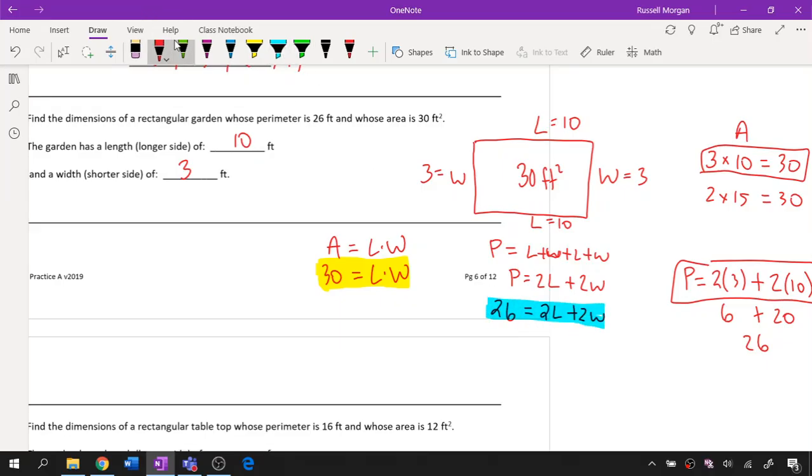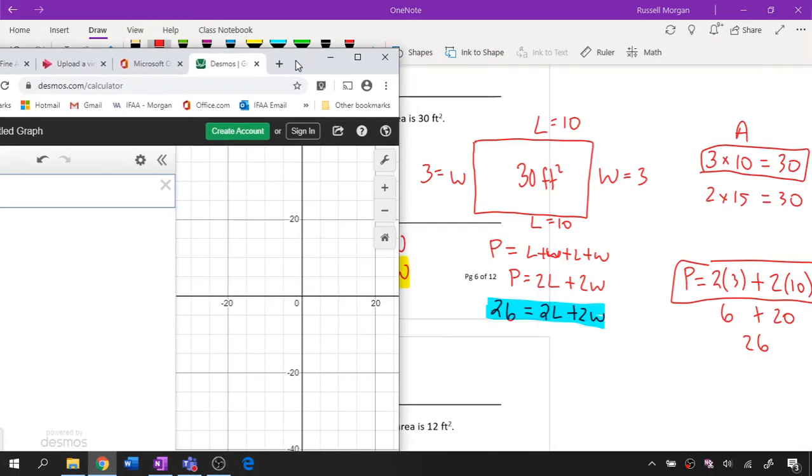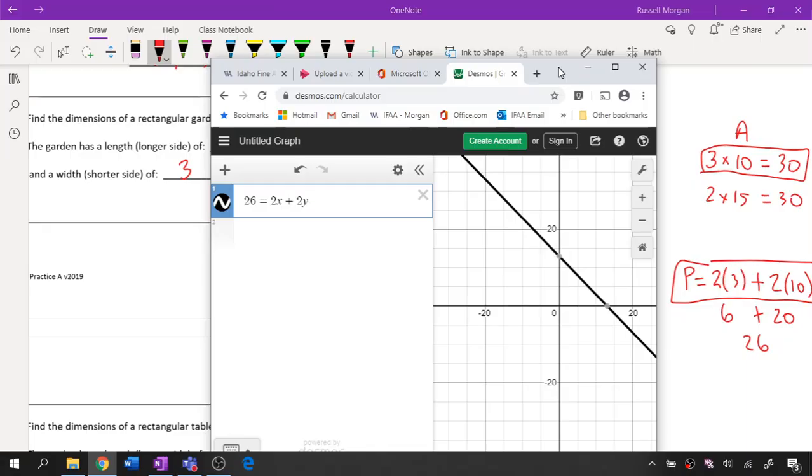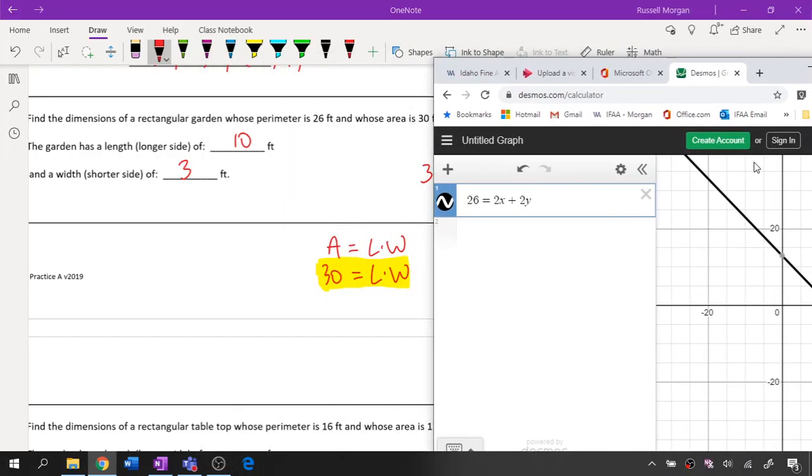So what I can do is I can actually just graph these things using technology. And so let me type in the perimeter one since I can see it. 26 equals, I could go 2L and 2W, or I can go like 2X plus 2Y if I like to use the normal X and Y. So length is X and Y is the W. And then of course here it's just 30 equals the X times the Y.